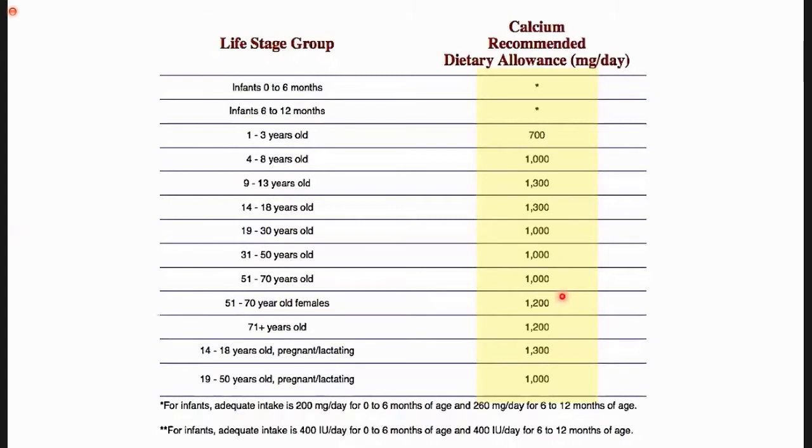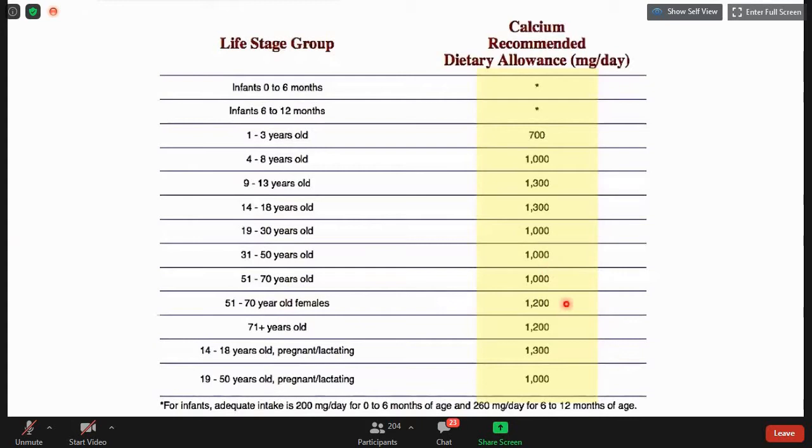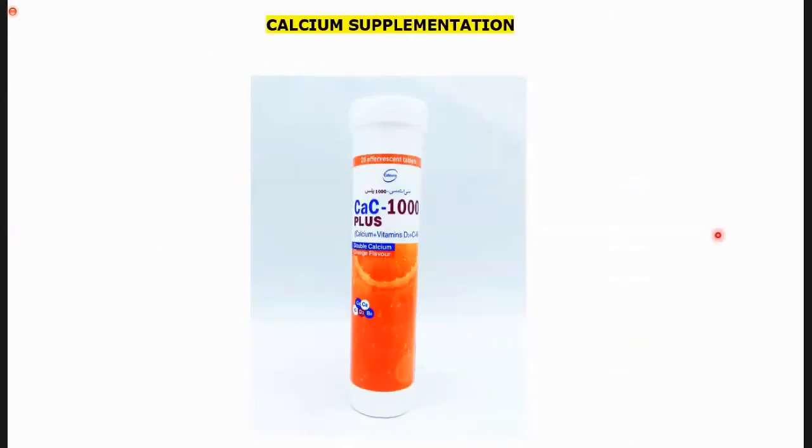So most of the females who are suffering from osteoporosis and osteomalacia, their requirement of calcium cannot be fulfilled by just drinking milk and taking food items that are rich in calcium. So you need to give calcium supplementation. These are some of the calcium supplements which are available over the counter without any prescription. These are some of the examples.